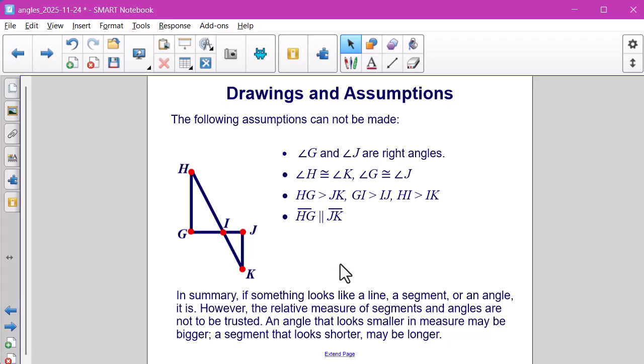In summary, if something looks like a line, a segment, or an angle, it is. However, the relative measure of segments and angles are not to be trusted unless it's given to you at the beginning of the proof. An angle that looks smaller in measure may actually be bigger in measure because the diagram may not be drawn to scale, and a segment that looks shorter may actually be longer.